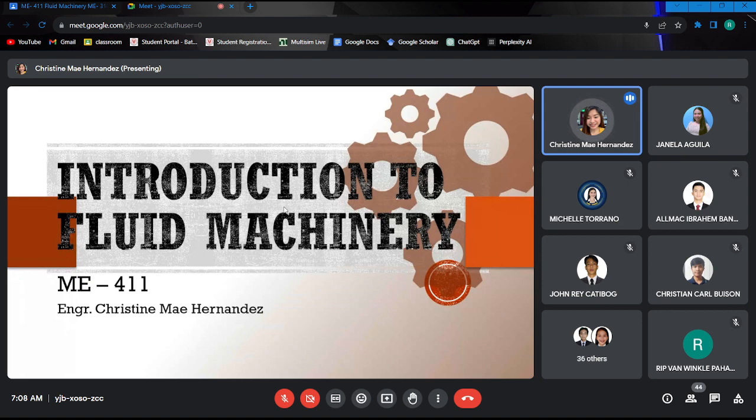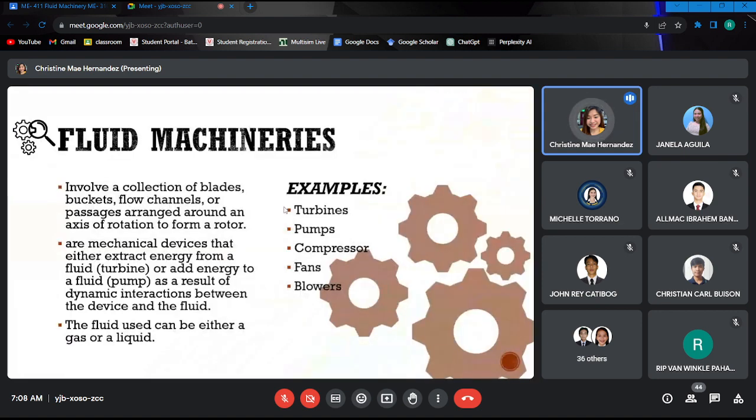Okay, so for the introduction to fluid machinery, fluid machinery involves a collection of blades, buckets, flow channels, or passages arranged around an axis of rotation to form a rotor. It is a mechanical device that either extracts energy from a fluid, which is a turbine, or adds energy to a fluid, which we call a pump. So extracting energy from a fluid is a turbine. When we add energy to the fluid, that is a pump.